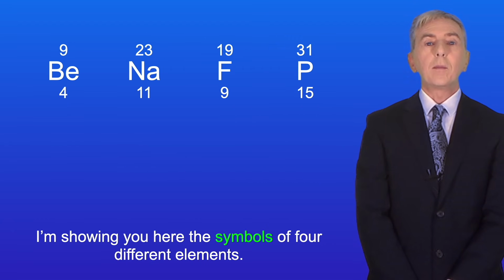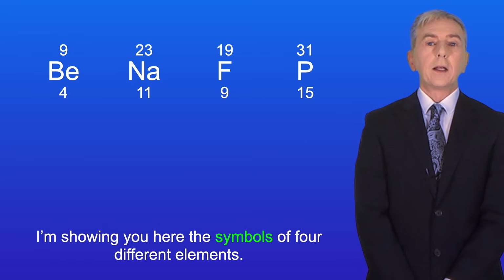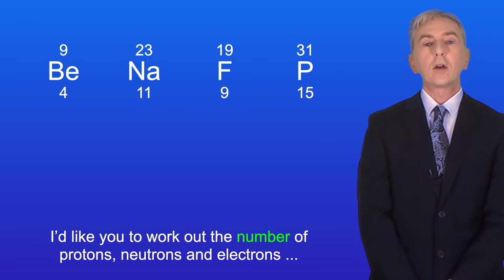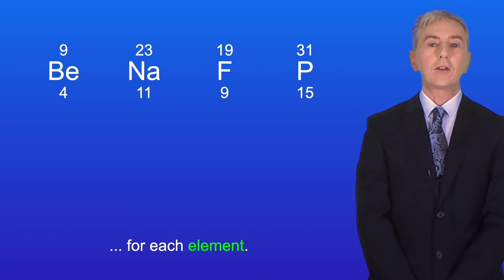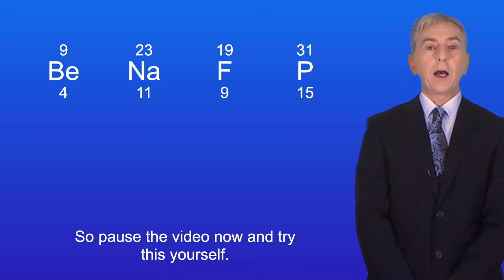I'm showing you here the symbols of 4 different elements. I'd like you to work out the number of protons, neutrons and electrons for each element. So pause the video now and try this yourself.